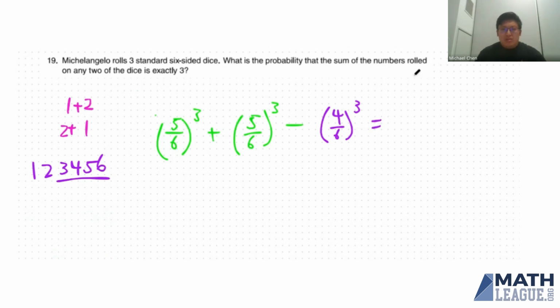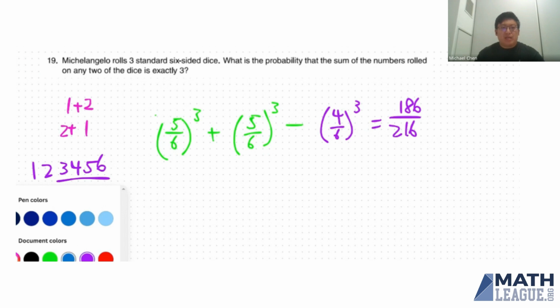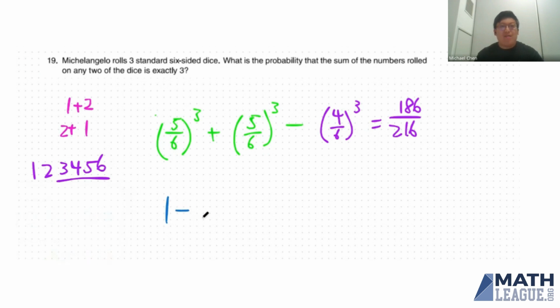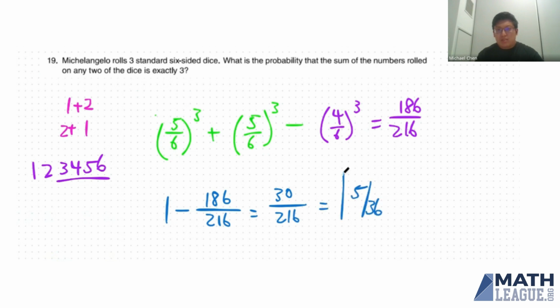And this comes out to 186 over 216. So this is the probability that it does not work. We have either not rolled a 1 or not rolled a 2, or not rolled a 1 and a 2. So that means that the probability that we actually want, which is the probability that we have rolled at least a 1 and a 2, is 1 minus 186 over 216, which is 30 over 216, and that simplifies to 5 over 36, and that is our answer.